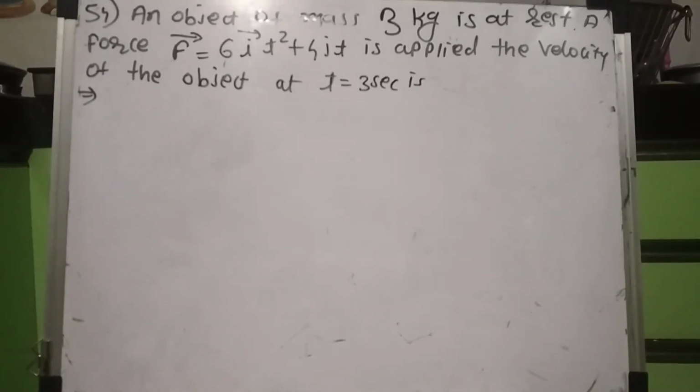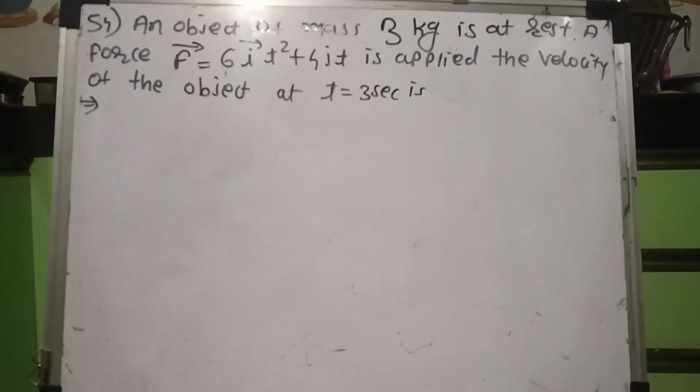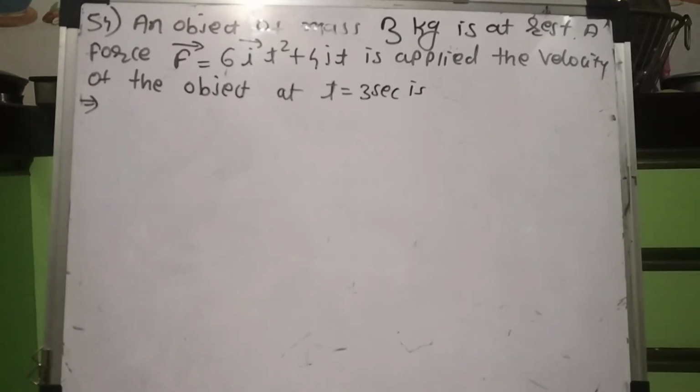Okay, continue with the same unit: description of motion in 2 and 3 dimensions. In question number 54, an object of mass 3 kg is at rest. A force of F = 6 vector i t square plus 4 vector j t is applied. The velocity of the object at t = 3 seconds is?